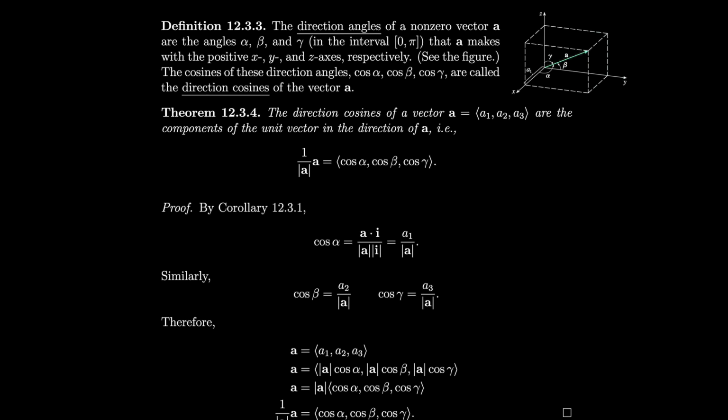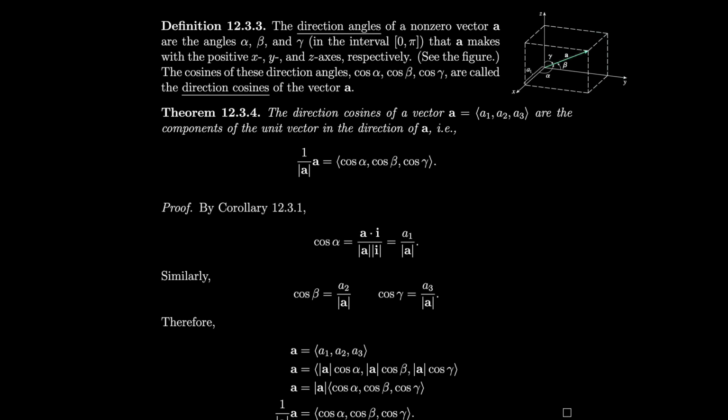Okay, so the direction cosines of a vector are actually the components of the unit vector in the direction of A, which is kind of cool. So if we take a vector and divide it by its length, we get the cosine of each of the angles between the vector and each of the axes. It should kind of make sense because all of those cosines are defined on the unit circle. So let's prove this really quick.